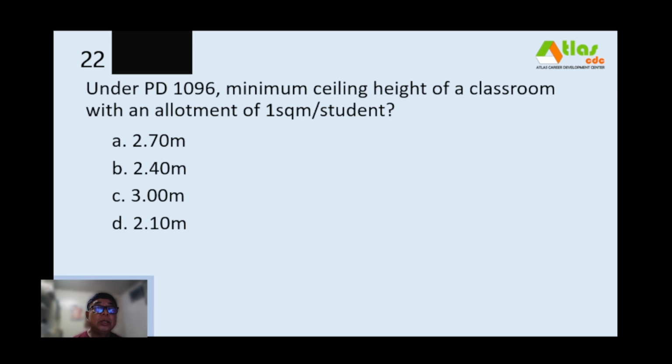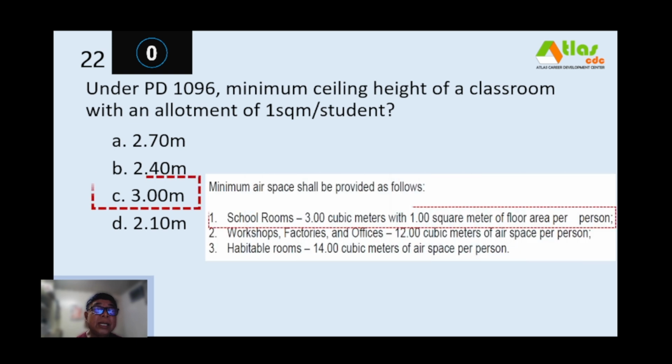So 22. Under PD 1096, minimum ceiling height of a classroom with an allotment of 1 square meter per student is A. 2.70 meters, B. 2.40 meters, C. 3 meters, and D. 2.1 meters. And our correct answer is letter C, 3 meters.